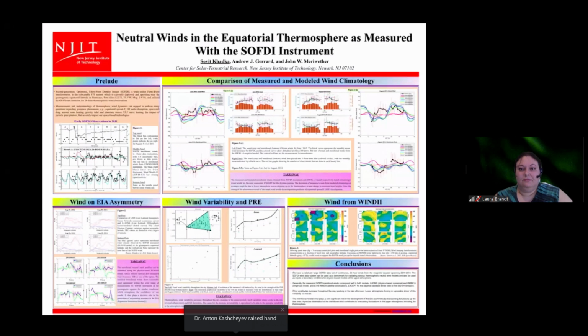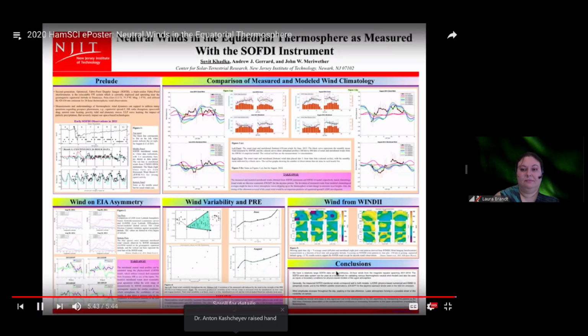With all these evidences, it is concluded that SOFDI wind matches well to wind obtained from the LLIONS model, SWM14 models, and windy measurement except for the daytime zonal wind. Thank you everyone.